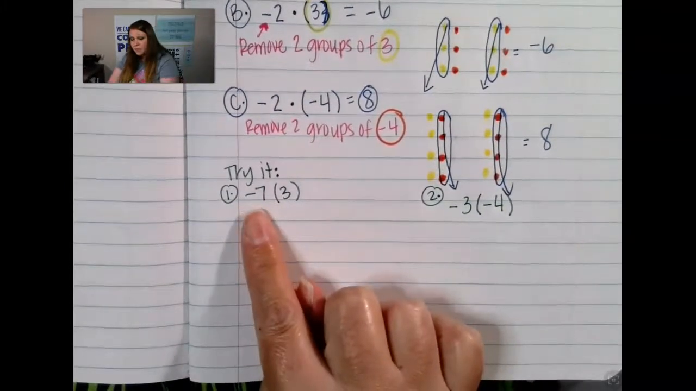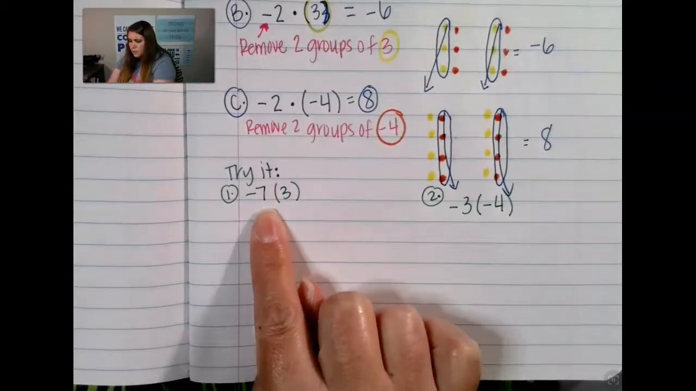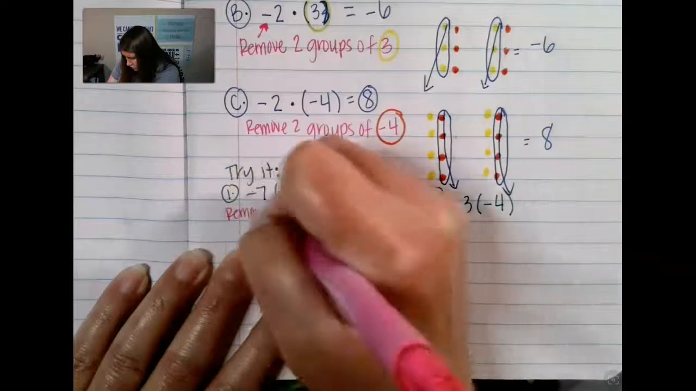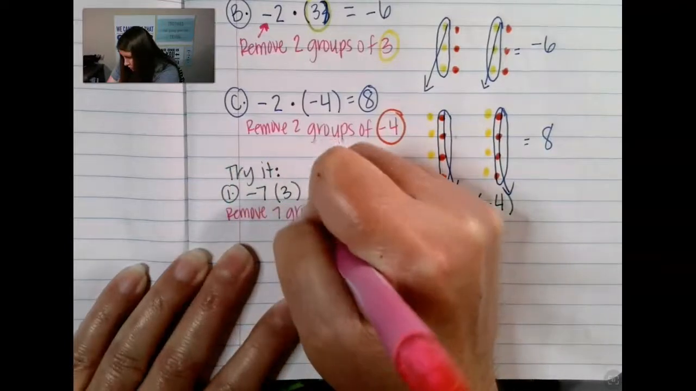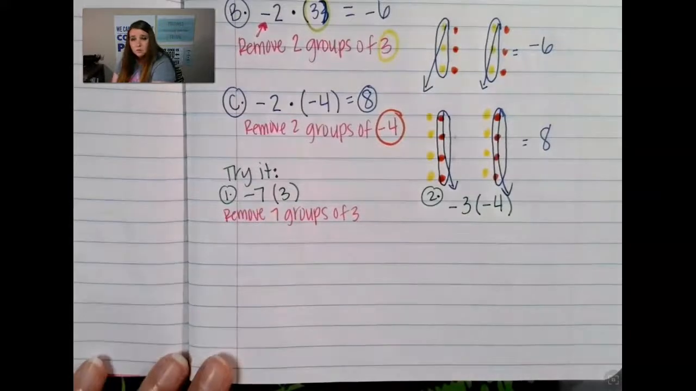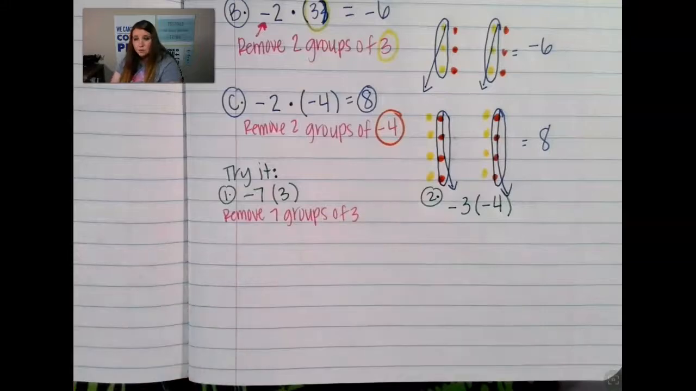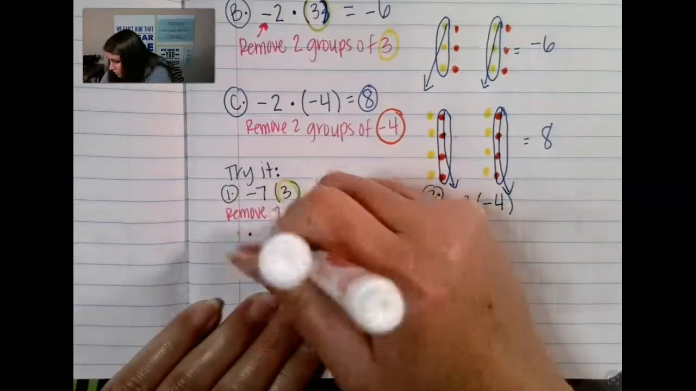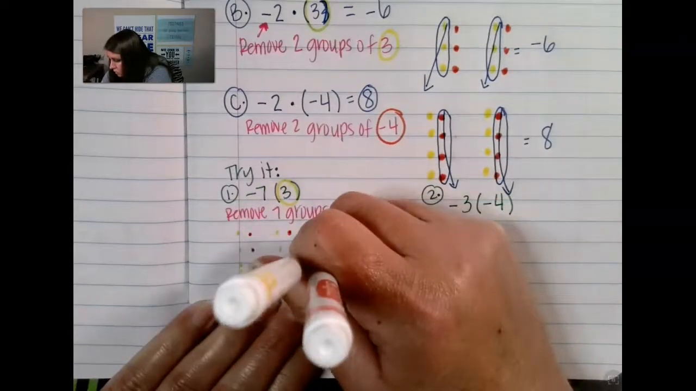Okay, so thinking about this problem, it says to remove 7 groups of 3. So I need to remove 7 groups of 3. So -7 times 3 is removing 7 groups of 3. So I don't have 7 groups of a positive 3 to remove. So I need to create this possibility so that I can do that. So I need 7 groups of positive 3. 1, 2, 3. 1, 2, 3. 1, 2, 3.